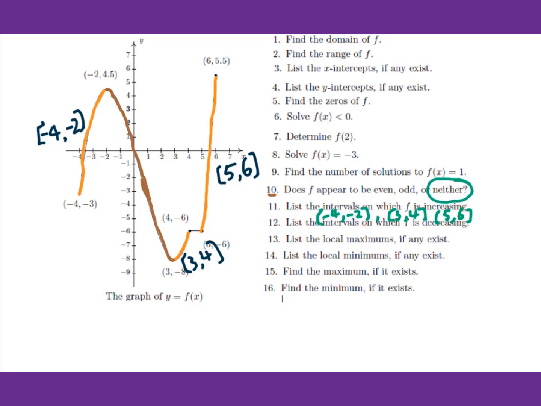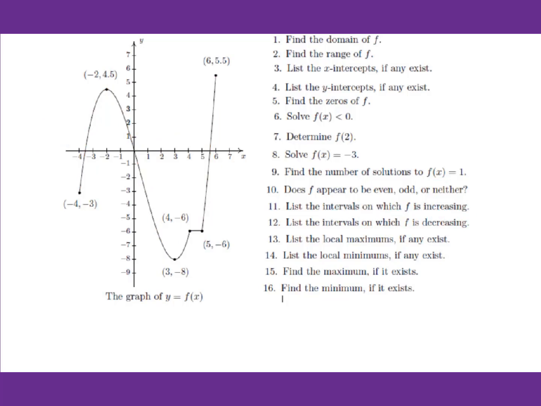It's going down. The domain for this part of the graph is from -2 to 3. So we only get one part of the graph that is decreasing. Domain will be between -2 to 3. Horizontal line, this part, that's constant. It's not increasing, not decreasing.